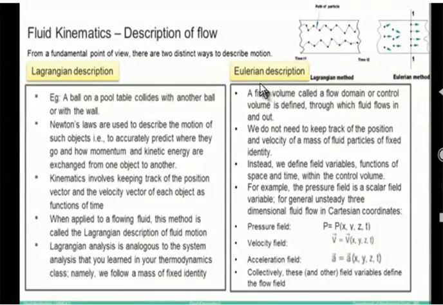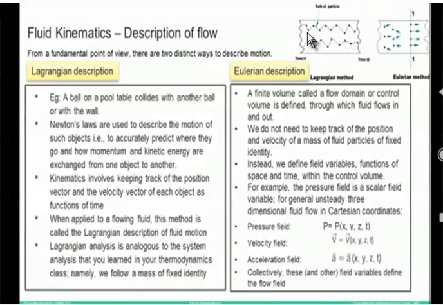Now next, the Eulerian method. A finite volume called the flow domain or control volume is defined through which the fluid flows in and out. So here, if you observe this Eulerian figure at section 1-1, the fluid enters and exits from section 1-1. That is what we call the fixed volume, fixed field, or control volume.